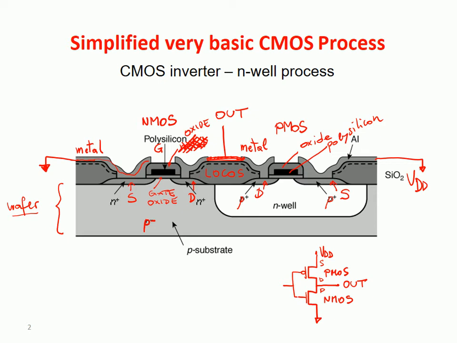And as you can see, the two gates on the back of this cross section are connected together because they are the input of the transistor. So this gate and the other gate, you should think of that on the back of this cross section they are connected together in the input terminal of the CMOS inverter.